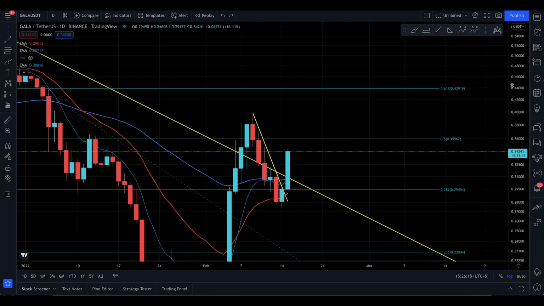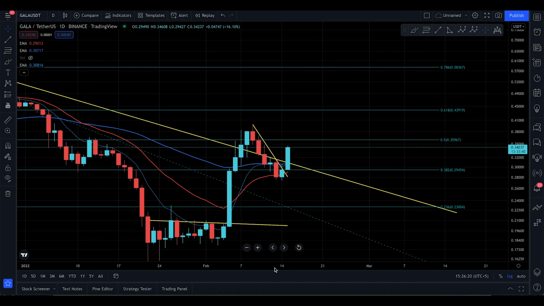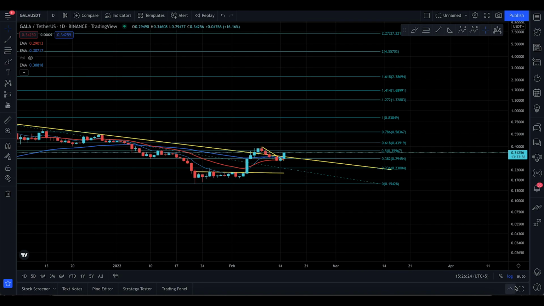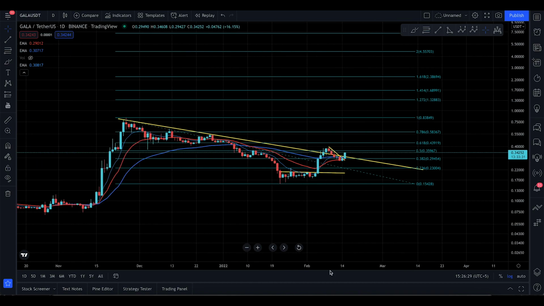For me, that would be amazing to see $2 per GALA if you try to go to the 0.618, cross the 0.618, and boom, you're putting yourself on a technical journey to go to the $2.3 as well. So that's it for today's update. This is looking amazing. Thumbs up to GALA once again.